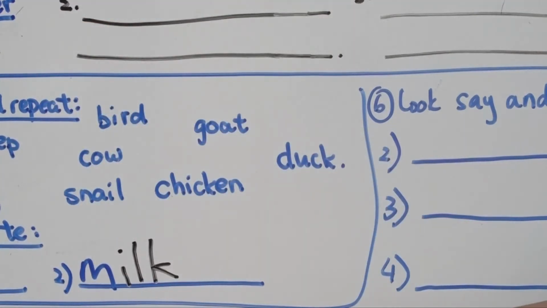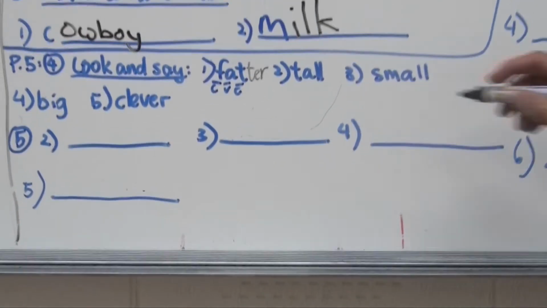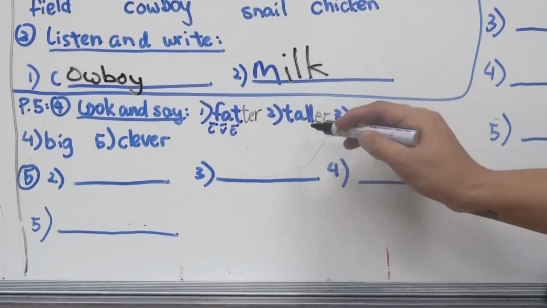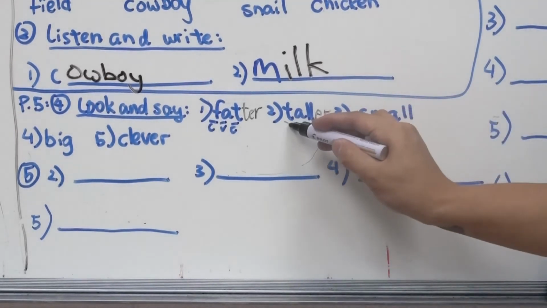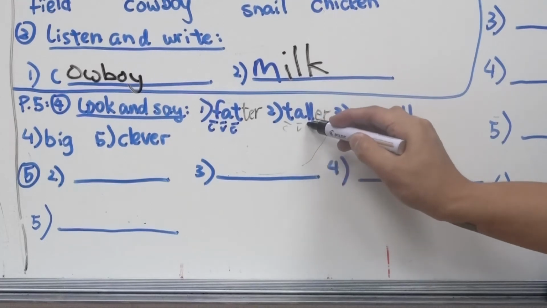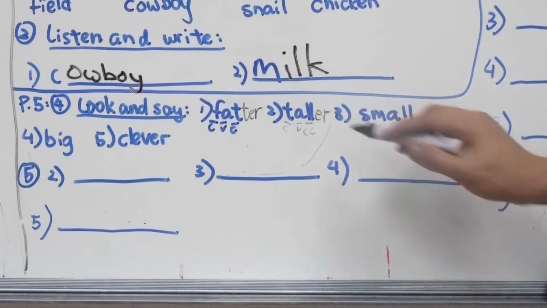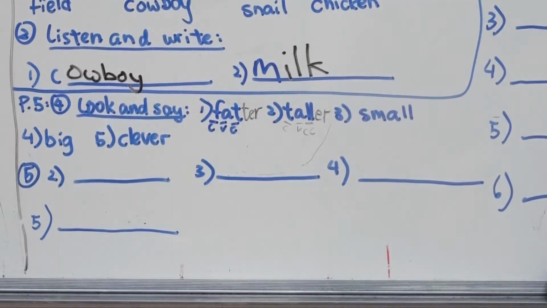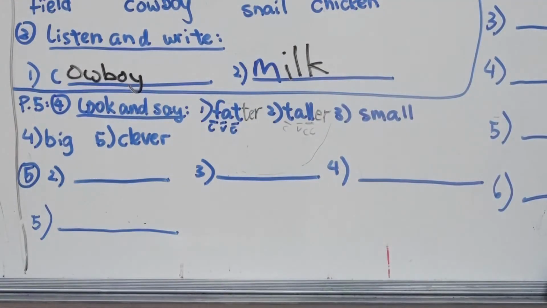So tall, we have the word tall, T-A-L-L. Taller is T-A-L-L-E-R. No need to put another L because this is C, V, and the double. When we have double, we consider it as a C-C, okay? So we only put E-R. Taller.